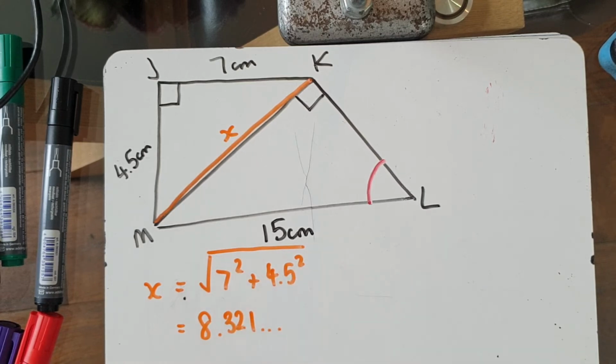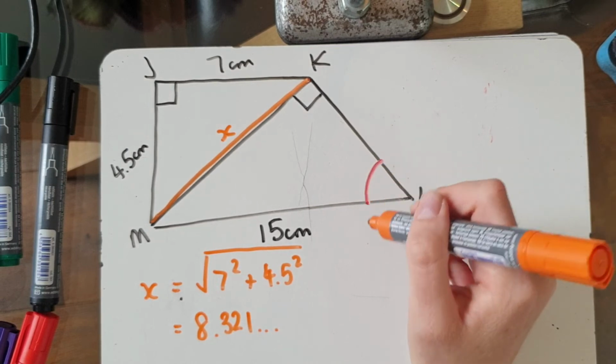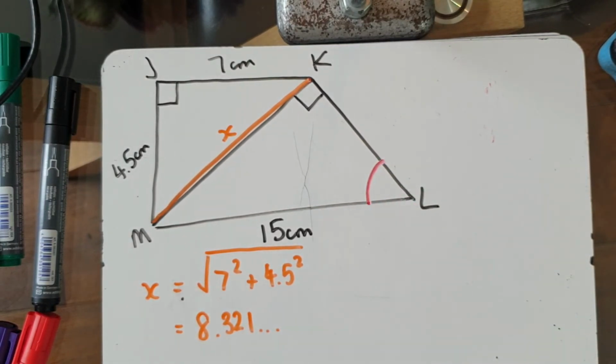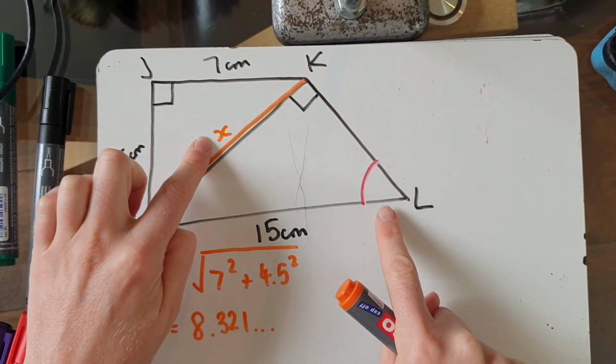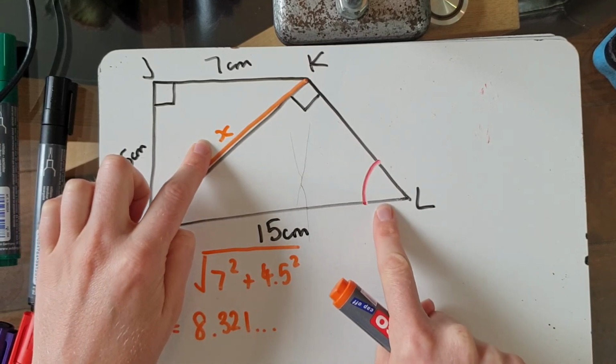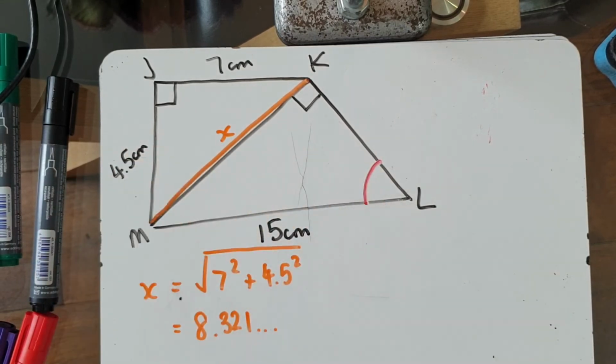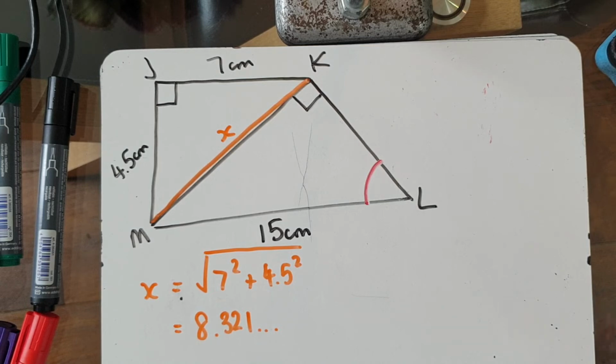Once we've worked that out, we get that x is equal to 8.321 and so on, and we're going to save that number in our calculators because we want it to give us the most accurate value here. Okay, so we've got this angle, this side, sorry, opposite this angle, and this side opposite this angle.